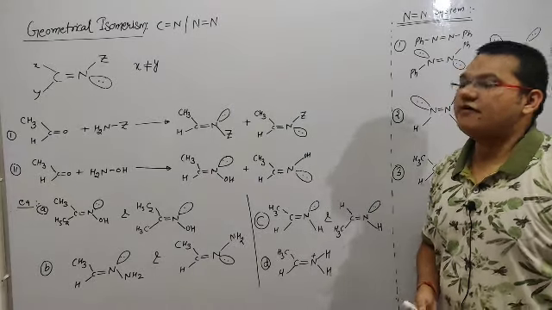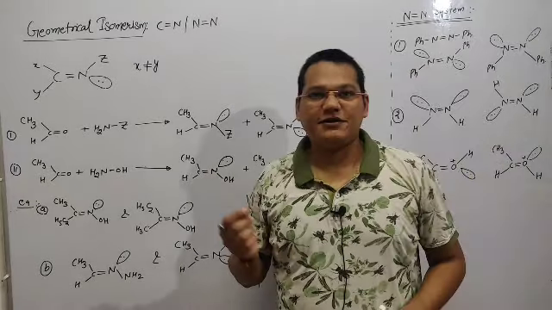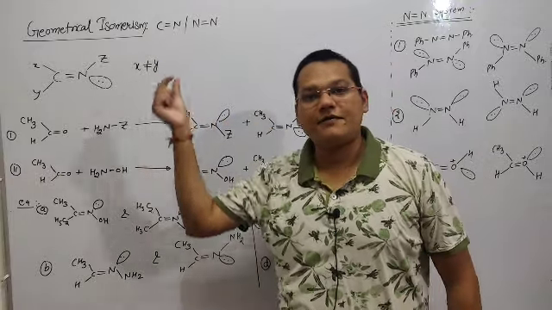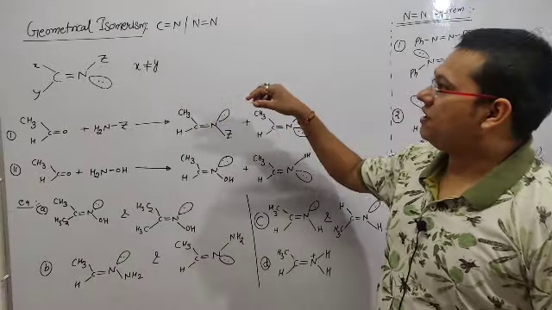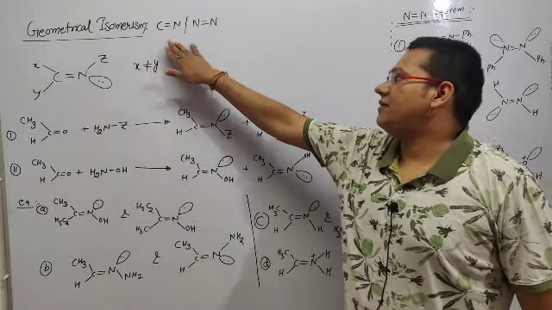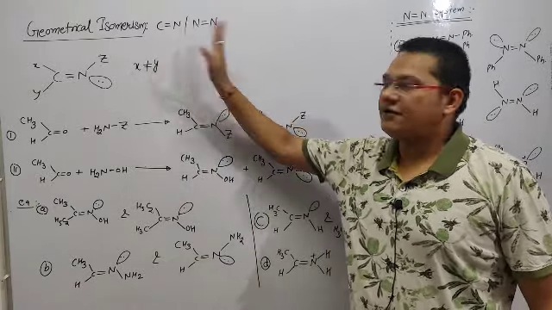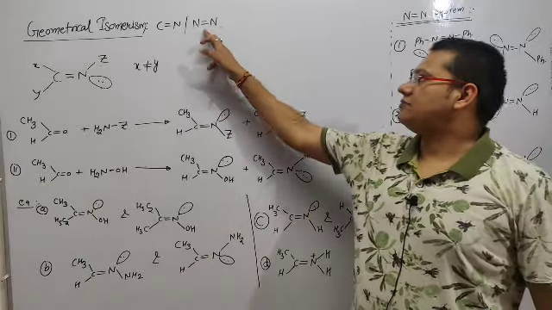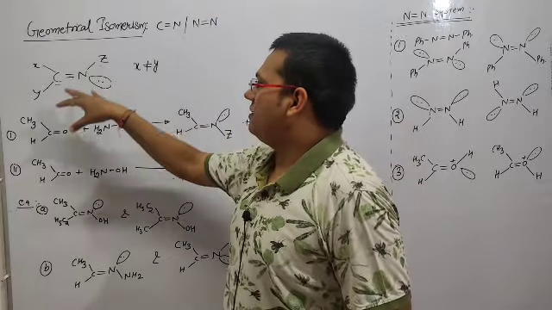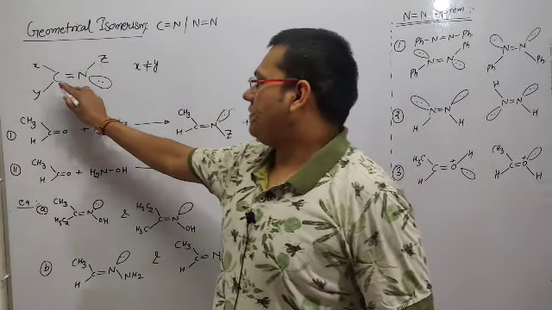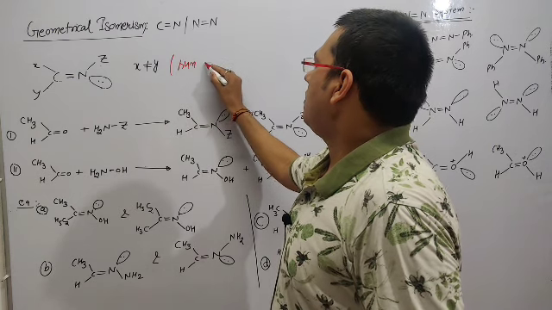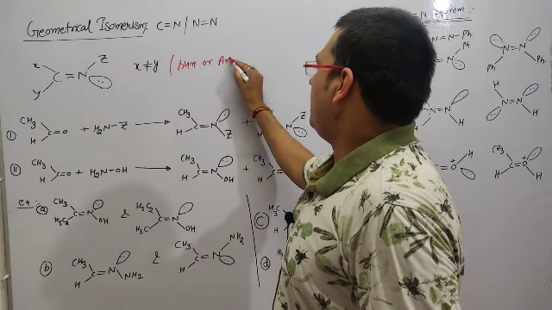Yesterday, I completed geometrical isomerism in carbon double bond carbon compounds. So today I want to discuss geometrical isomerism in carbon double bond nitrogen compounds. This type of geometrical isomerism, students, is named using the terms syn or anti.